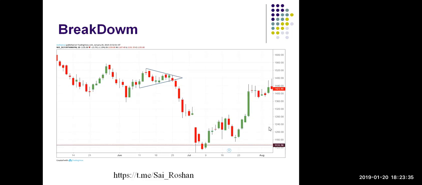Okay. Anyway, this is a breakdown, and you can see the effect of it. It's a symmetrical triangle, by the way. So it's a bilateral pattern, it could either go up or go down. Now in this case, in the previous two examples, you have seen it has gone up. Now it has gone down. It can go up or go down. That's why I've taken this example.